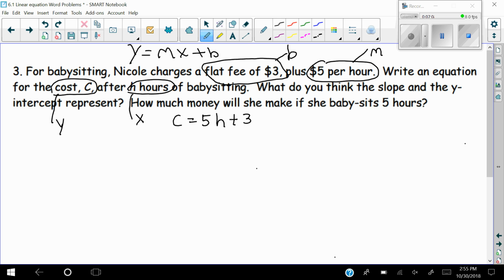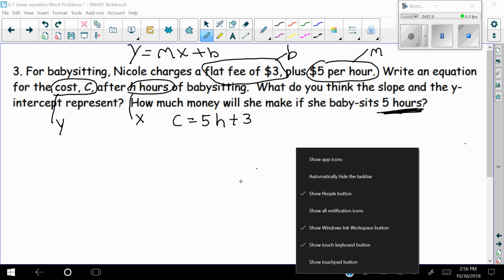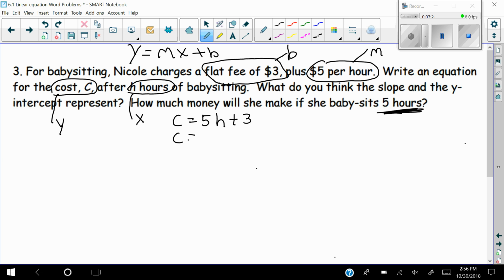Okay, now we're going to figure out what the cost is after 5 hours of babysitting. So now the 5 hours here, since it's hours and we know hours, we're not going to plug it in for the cost. We're going to plug it for the hours so we can figure out what the cost is. So we're going to write here C is equal to 5 times 5 plus 3. Okay, so cost is equal to 25 plus 3. And so after 5 hours, she's going to make $28.